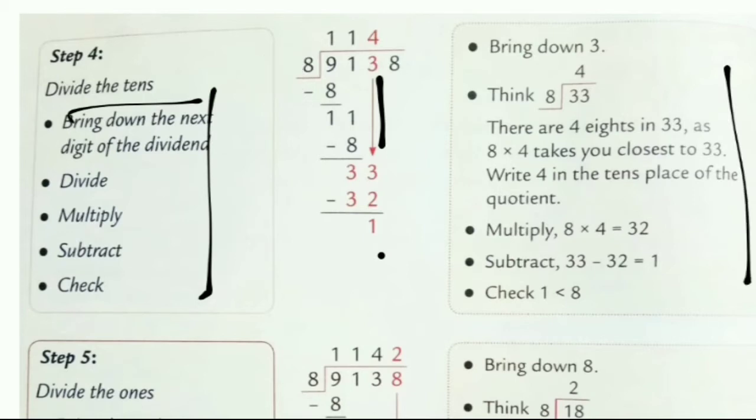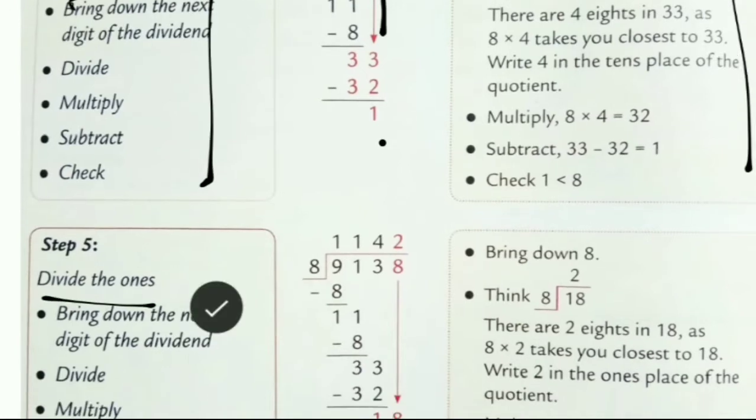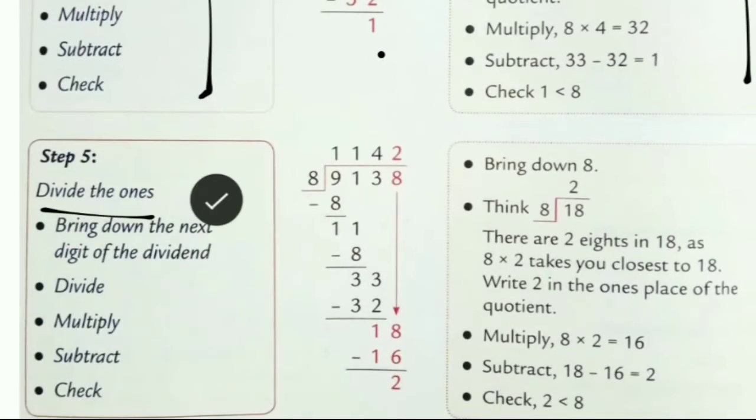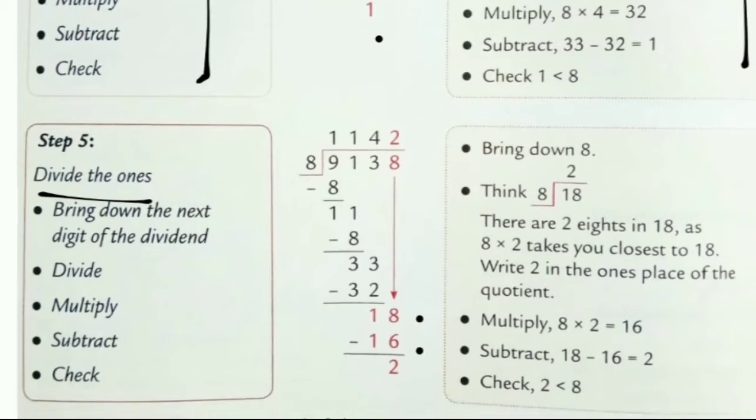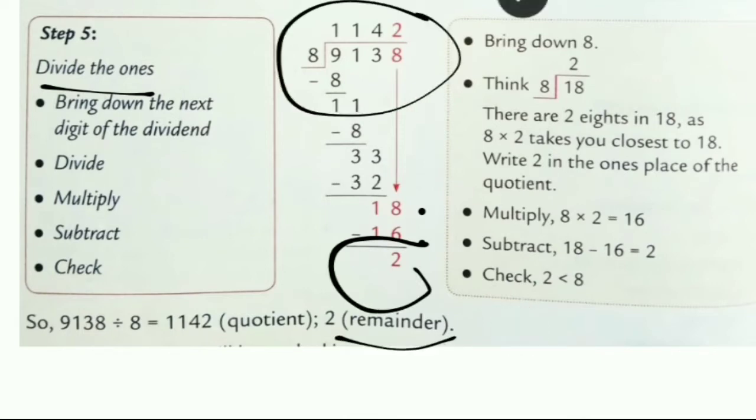The last step is divide the ones. So now we will write 8 here. Now 8 twos are 16. So in this one, the remainder we get is 2 and the quotient we get is 1142. Clear?